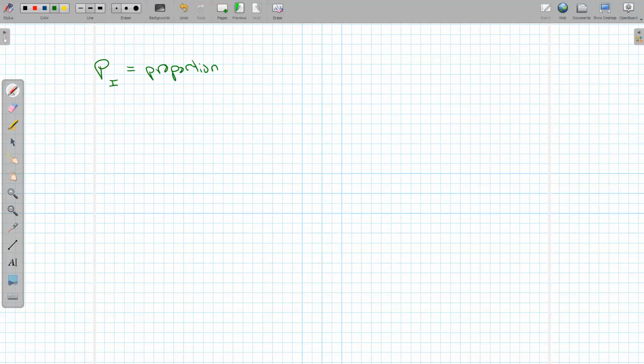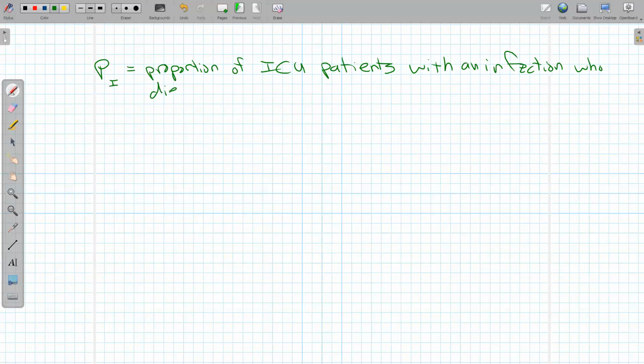Let's see, proportion of ICU patients with an infection who died. And this is one of those conditional probabilities that we talked about. Knowing they have an infection, what's the probability they died? Which is a review we'll look at later. And then there are people without an infection, I'll call that PN. stat-Q would call these P1 and P2.